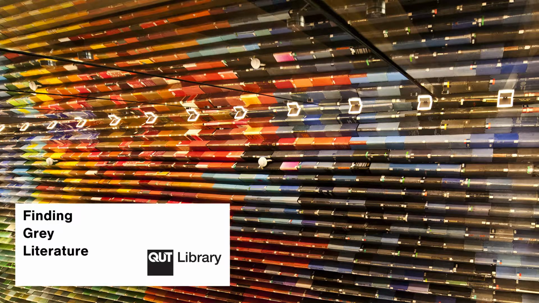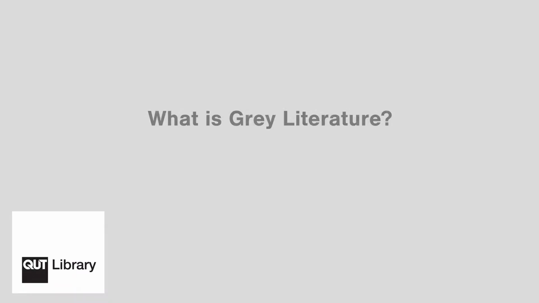Finding grey literature. Grey literature refers to research that is not published by academic journals or by traditional commercial publishers. It includes government reports, policy statements and issue papers, conference proceedings, research reports, fact sheets, and can be an important resource for research. Most grey literature is high-quality, up-to-date research and can be found on government and organisational websites.